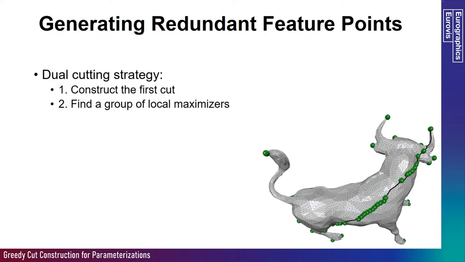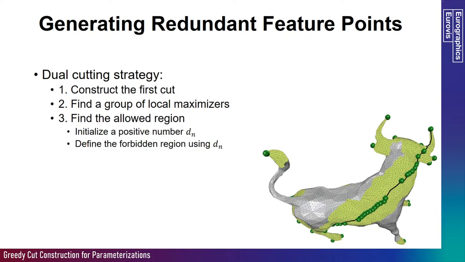Next, we define a forbidden region as the union of triangles whose three vertices are all within a specified threshold distance from the local maximizers. Here, the triangles in lime in the figure constitute a forbidden region.